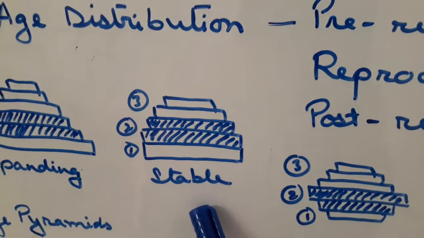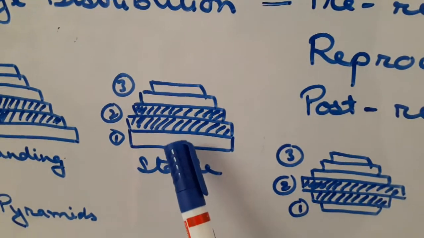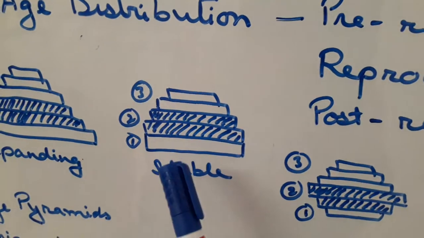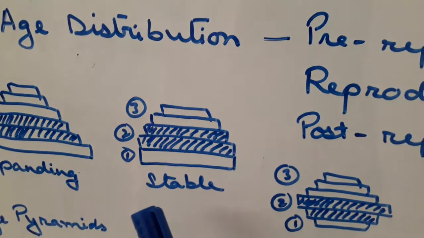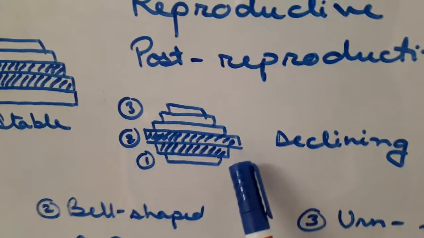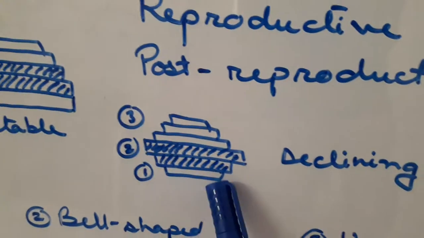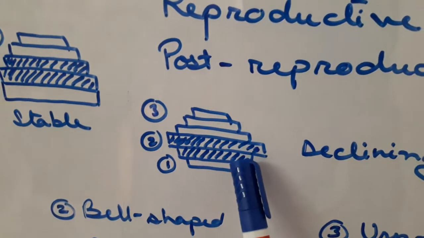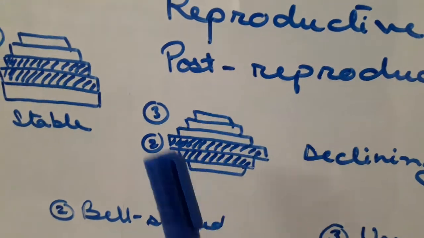In a stable population graph, the number of pre-reproductive and reproductive individuals are almost similar, while the post-reproductive individuals are declining or less. That's why it gives a stable population. And in a declining population, the pre-reproductive individuals are less, the reproductive individual number is more, and the post-reproductive are less.